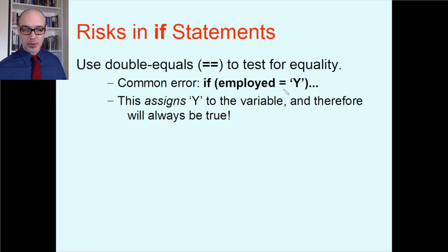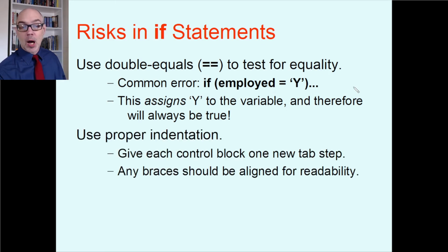Remember, you got to use double equals for actual comparisons. Remember to use proper indentation. Right? You're in the main function, you get one tab indent. But when you get into a control structure like an if statement, the control statements will now have one additional tab step. Now you'll probably have two. If you're using curly braces for a control block, remember that they should be aligned one above the other for readability. So wherever the if statement started, the closing brace has got to be lined up directly below it.